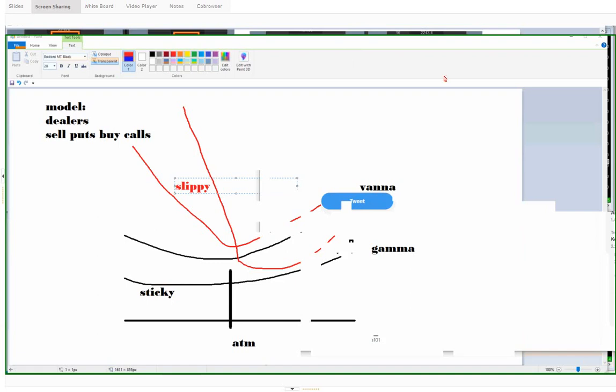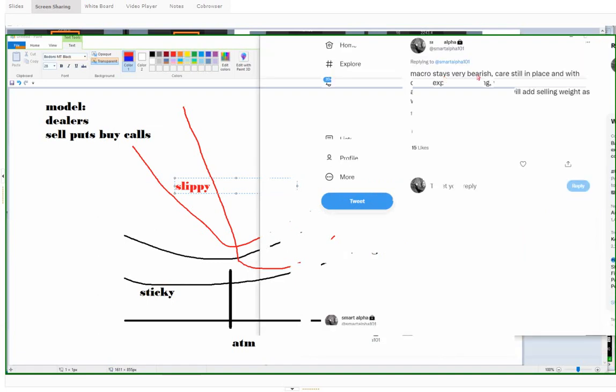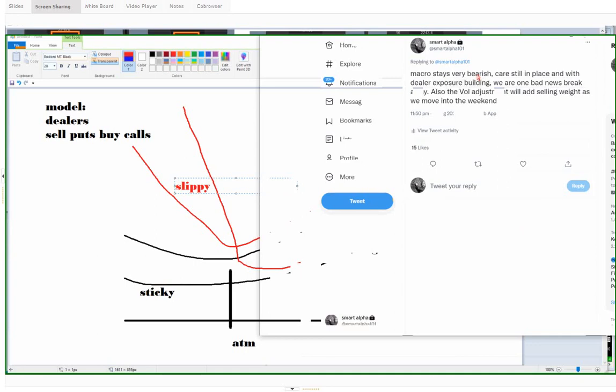The macro stays very bearish. So the macro of the market, I'm talking about things like the quality spreads, the specialists, the big GM fund rotations. So the macro is staying very bearish on those.